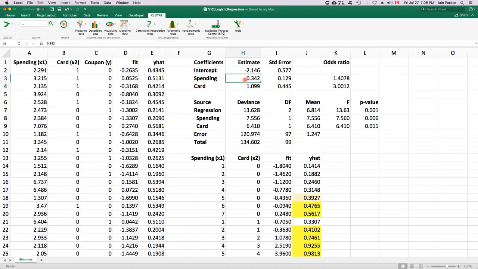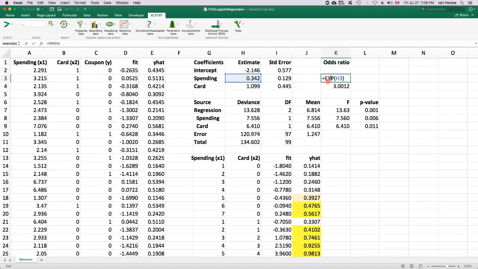It's not quite as simple as in linear regression, though, where we had an additive effect that we could see: okay, this is how much Y is going to change when spending increases by 1. Because the impact is on this fitted value here. It's not directly on this probability here. So the way that we get around that is to transform this estimate.